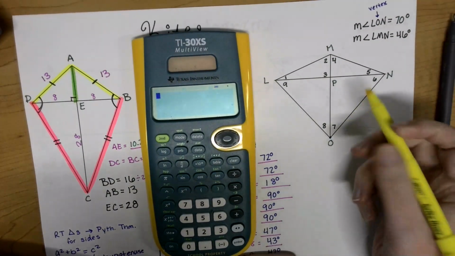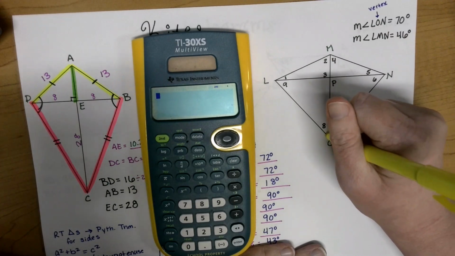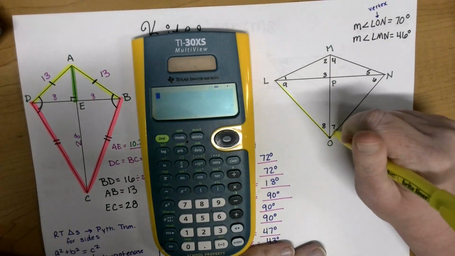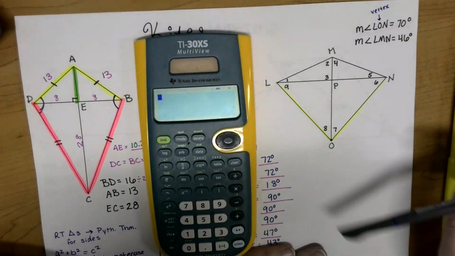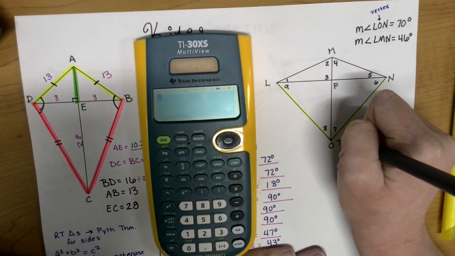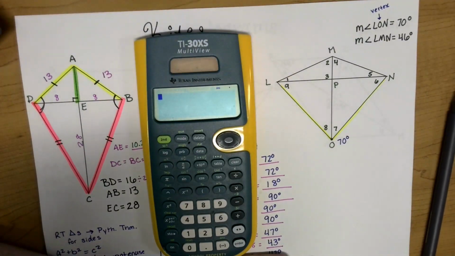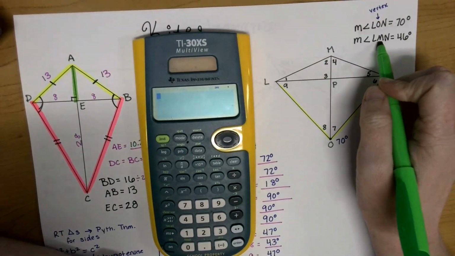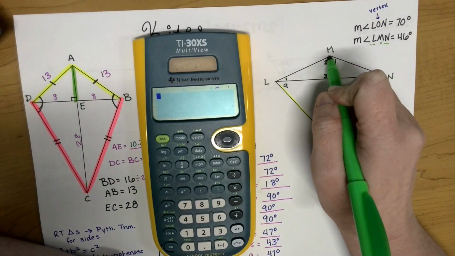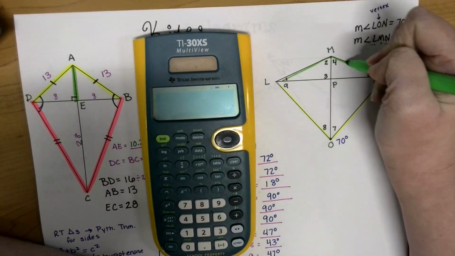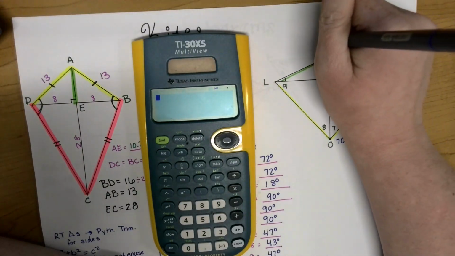So looking at LON, O is the vertex. We go from O to L and from O to N. This is the angle we're looking at. We're looking at the whole angle. So angle LON is 70 degrees. Okay. And then we have angle LMN. M is our vertex. Starting at M, we're going to go to L, and we're going to go to N. So this whole angle is 46 degrees.